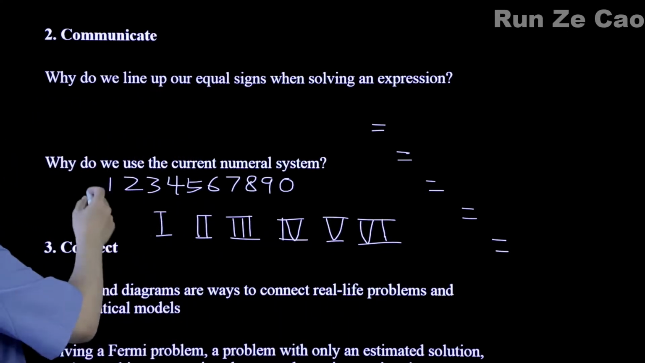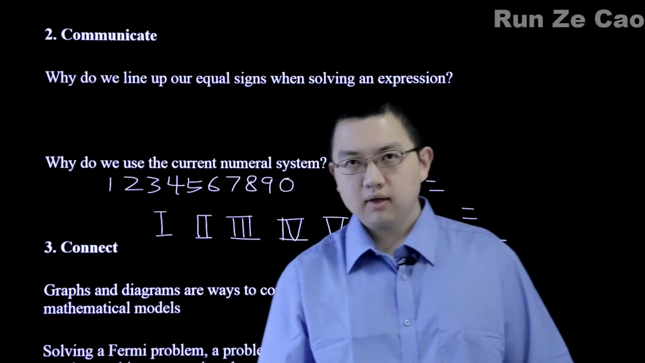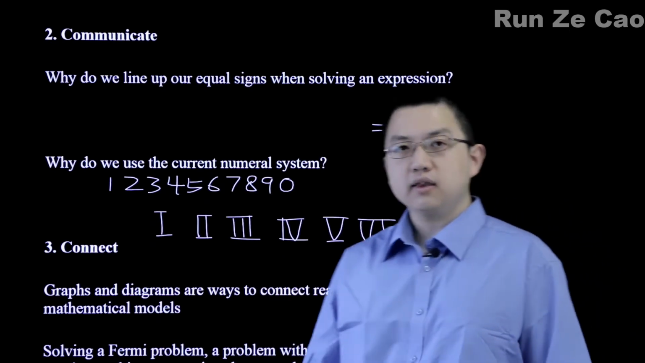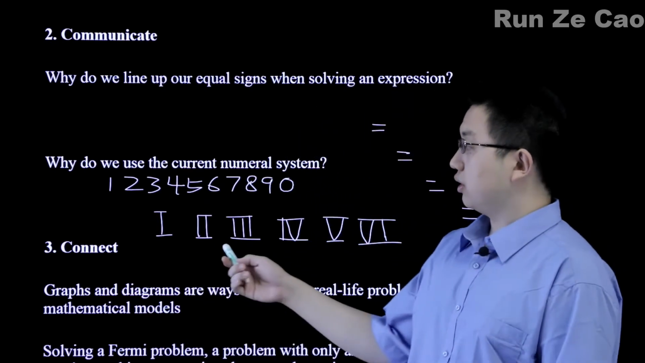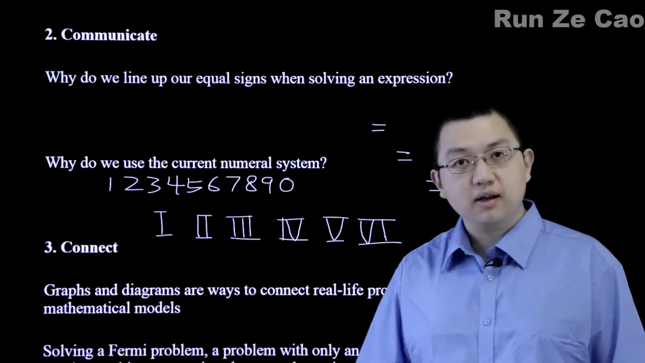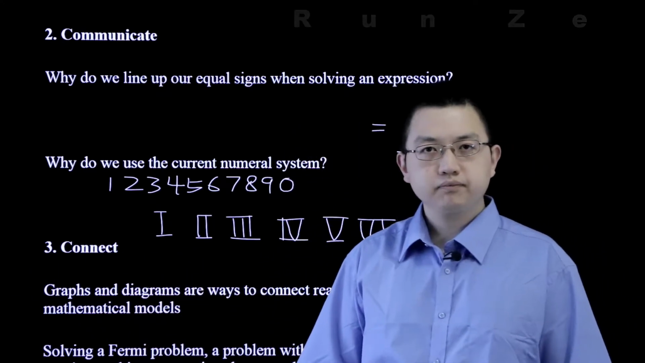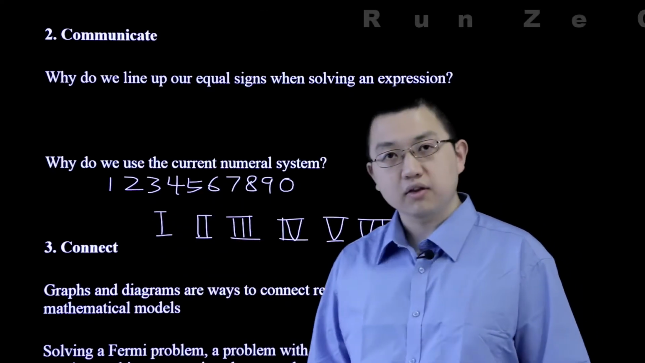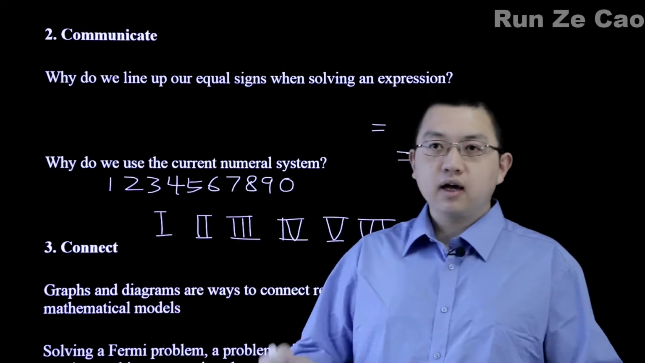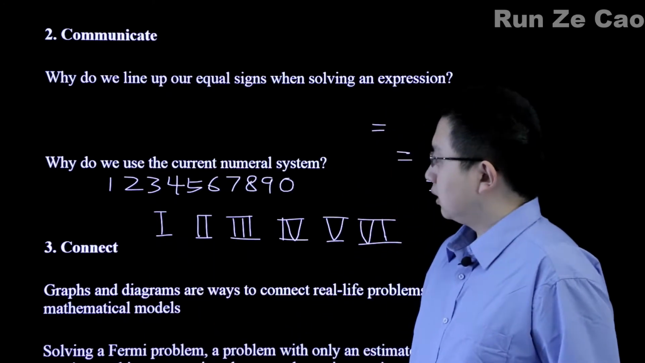Now, why do we use our current position-based system with 10 symbols instead? It's because, quite simply, there are many numbers where if you use Roman numerals or any other symbol-based system, you end up with a ridiculously huge number of symbols. That is why a position-based numeral system ends up being better and is what we use now.